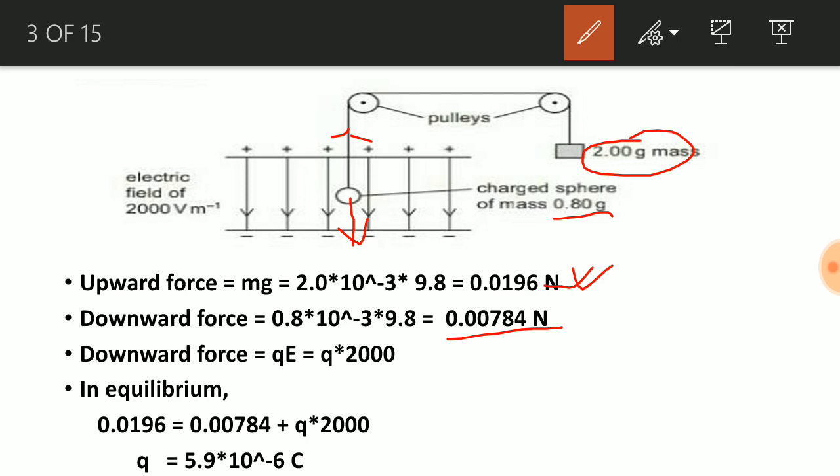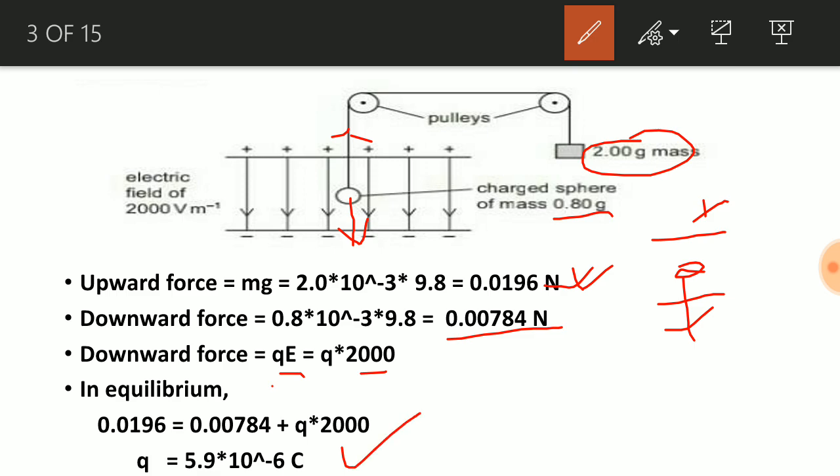Because of that, in this field, if the charge is experiencing a downward force, the charge must be positive, because if this upper plate is positive, this should be positive in order to experience a downward force. Now our downward force, for a charged particle, will be Q into E. Our E is 2000 volt per meter. Now on balancing this force, total upward force is equal to total downward force.